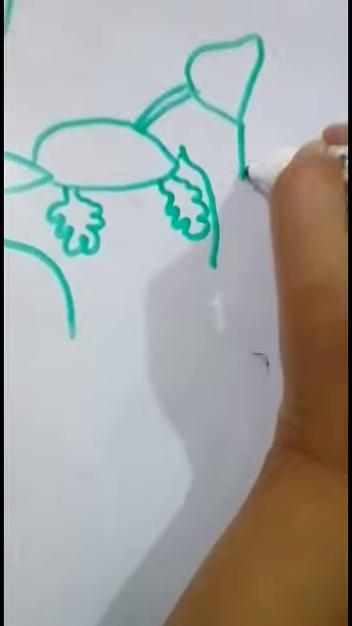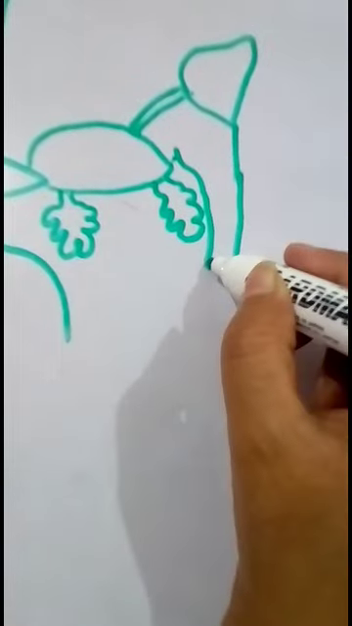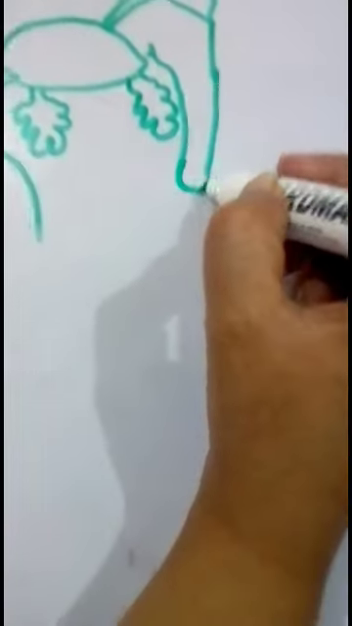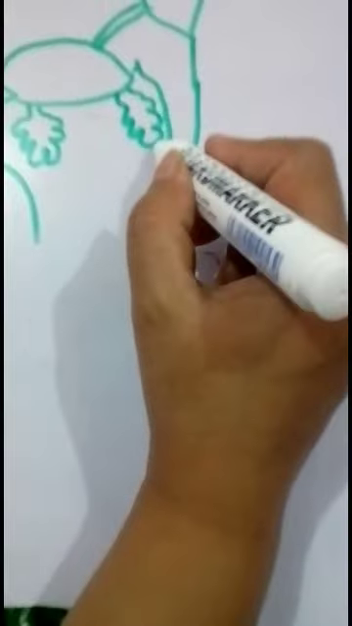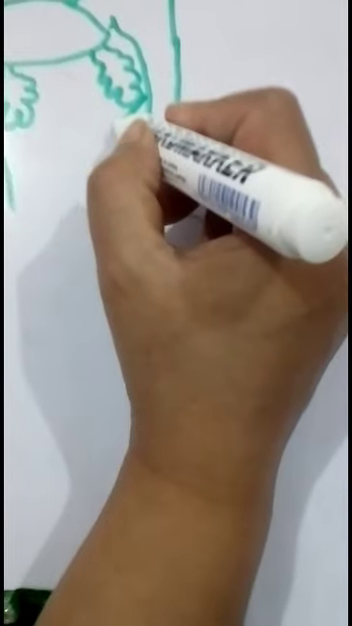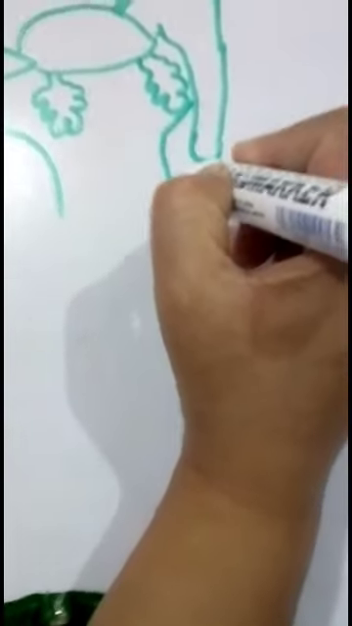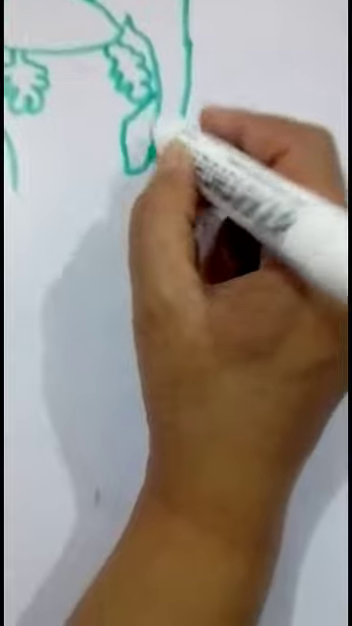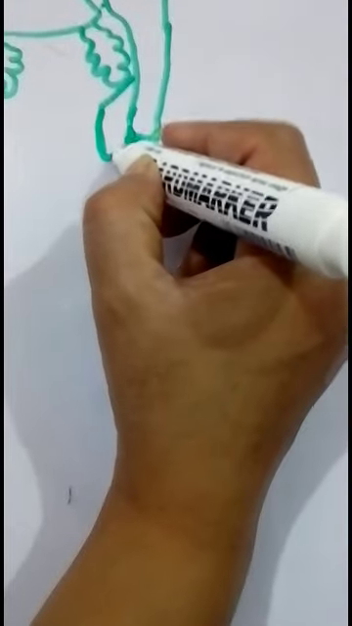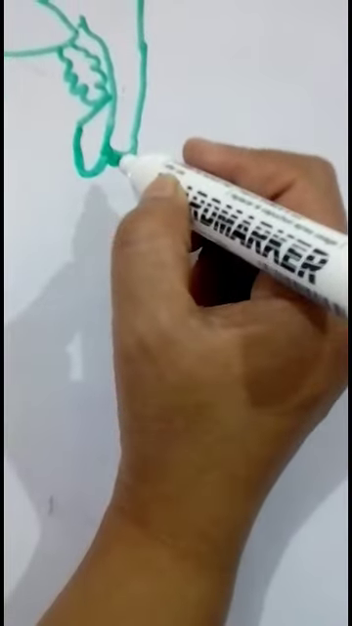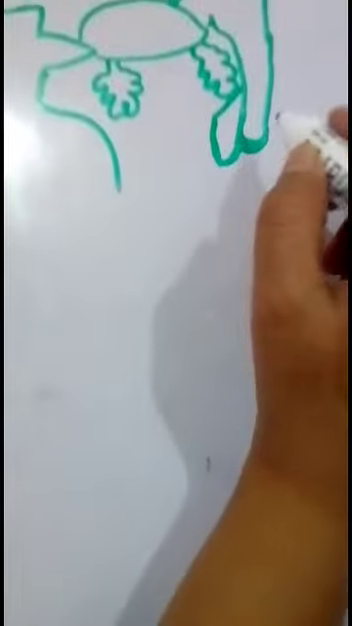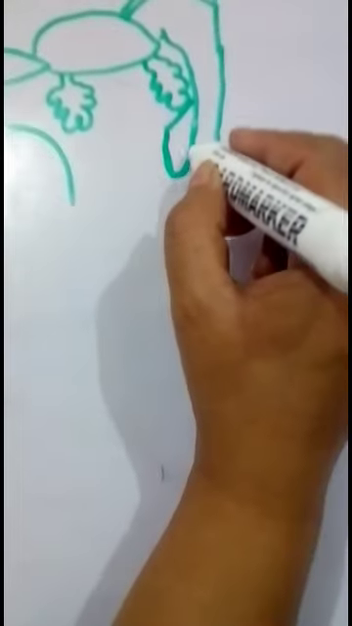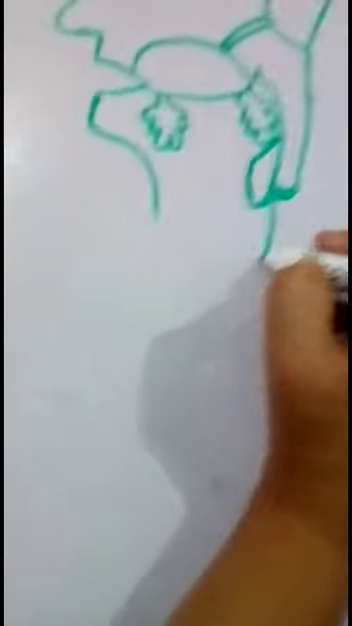Now, this is the pharynx. From the pharynx, the nasal passage or nasal cavity and the oral cavity separate. The nasal passage leads to the trachea, while the buccal cavity leads to the esophagus.